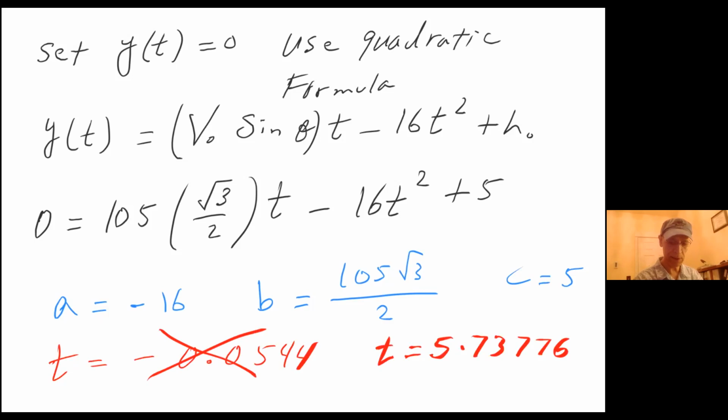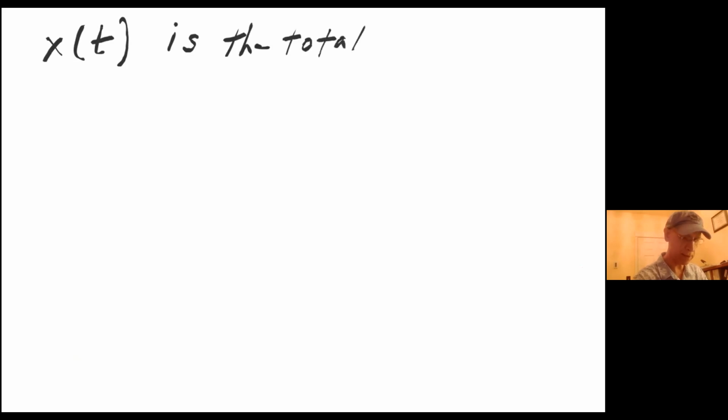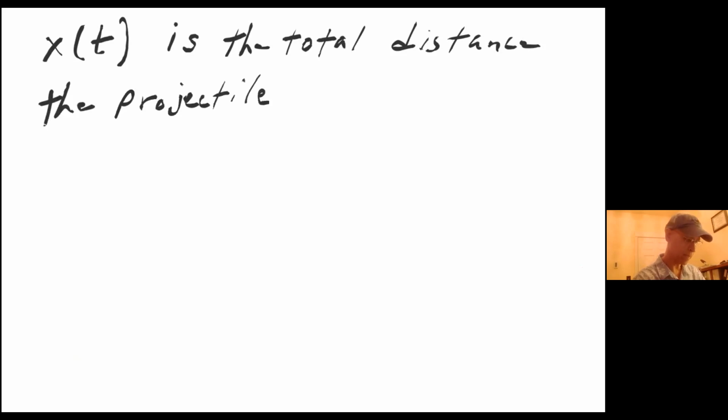And the question is, let me go to the next page. The question is asking me, what does x of t represent? I'm going to say here it is the total distance the projectile travels horizontally.